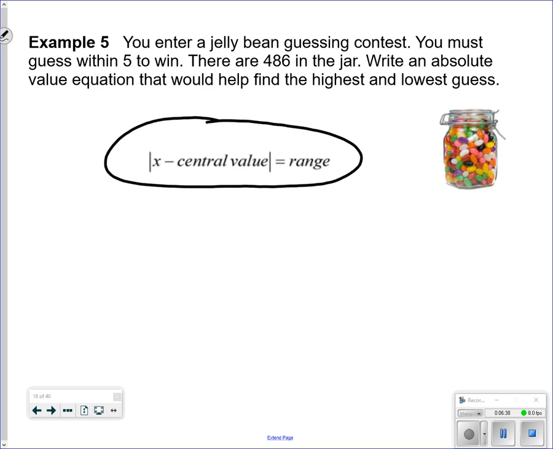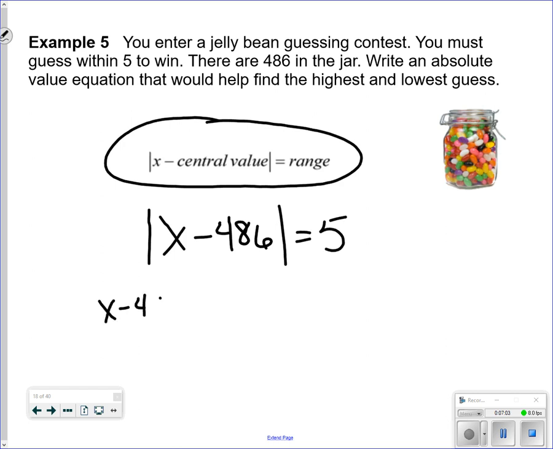So I'm going to write the equation, and then we're going to solve it and see if this makes sense. So the absolute value of x minus 486. 486 is the exact number. That is the central number of jelly beans in this particular jar, and I'm allowed to be within 5. So again, x minus the central number equaling the range, what you're allowed to be within. Let's solve this, see if this makes sense.